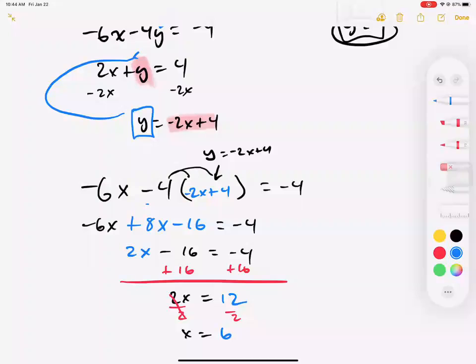Now, am I done yet? I solved for x, but have I solved for y yet? And the answer is no. And that's where this equation comes in handy. See how this is y is equal to? This is already solved for.